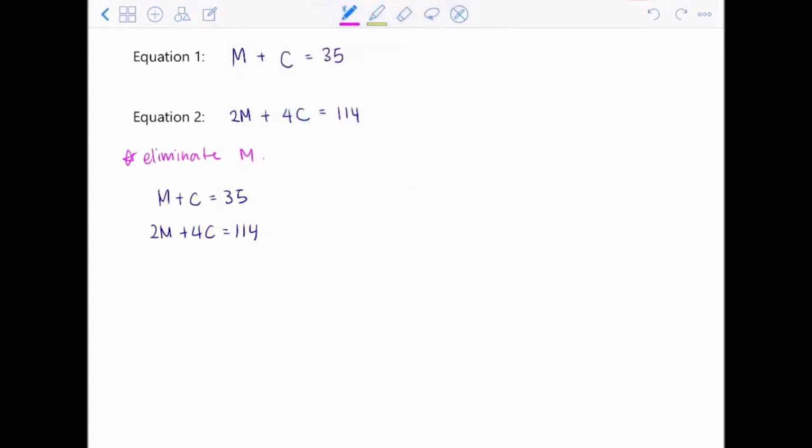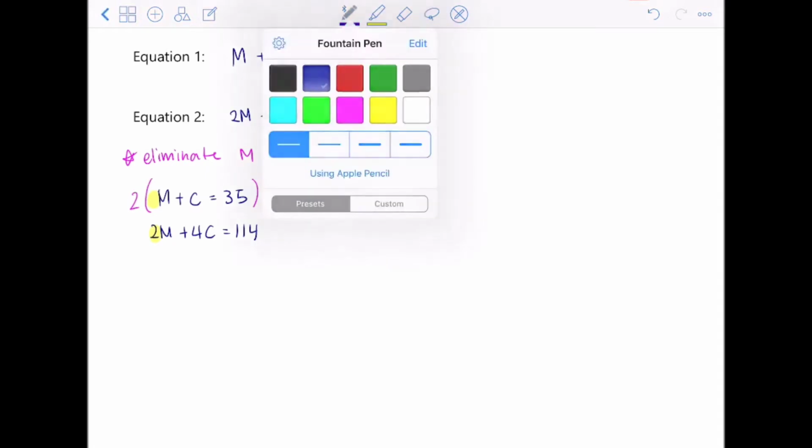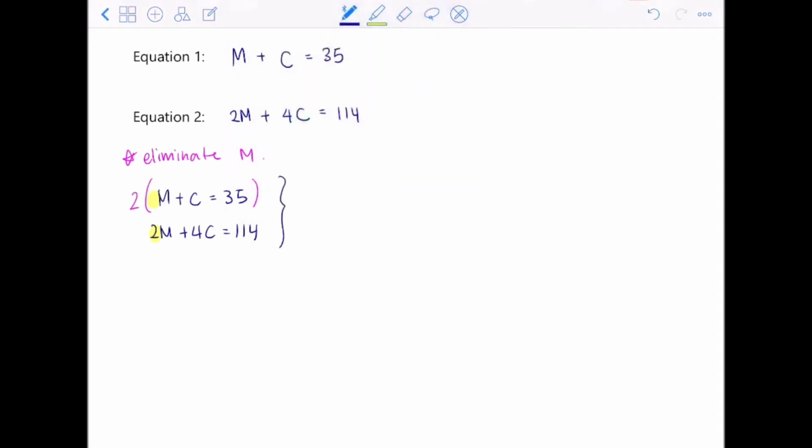And then we need to find the LCM of 1 and 2. LCM would be 2. So I'm going to multiply the first equation by 2. Let's rewrite this equation. We get 2m plus 2c equals 70. We're going to carry over the second equation as it is. So we have this.